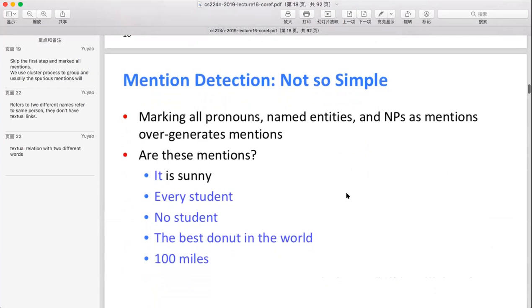Sometimes it's not that simple because, for example, in "it is sunny," we identify "it" as a mention, but basically it doesn't have any meaning. It's just the beginning of a paragraph or of a text. So all these blue words are not valid mentions, and we need to identify that as well. Are those mentions valid or not? For example, "every student" doesn't refer to any group or specific people. So all those mentions are not valid.